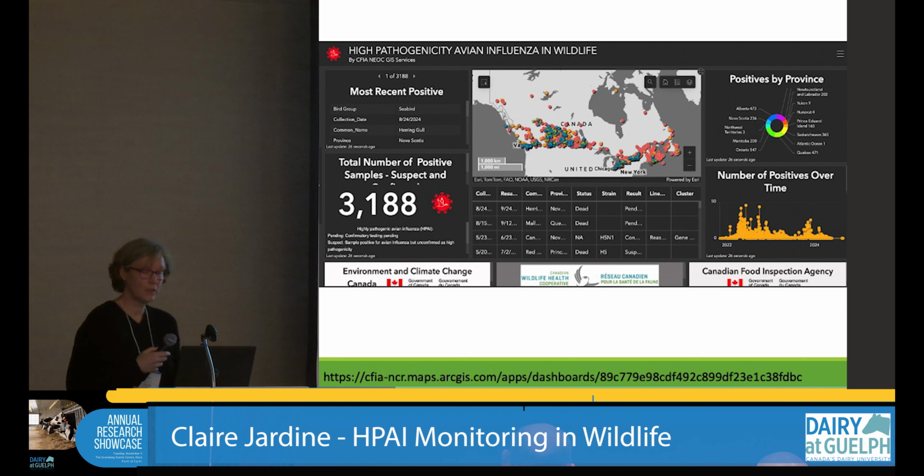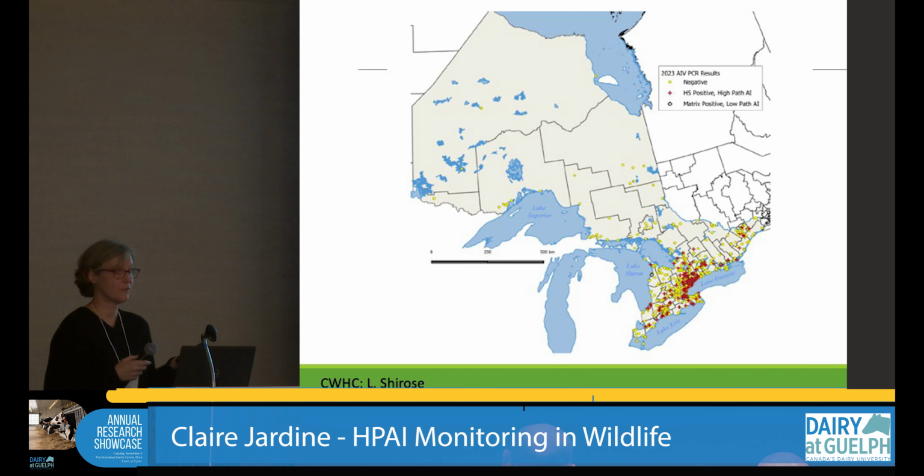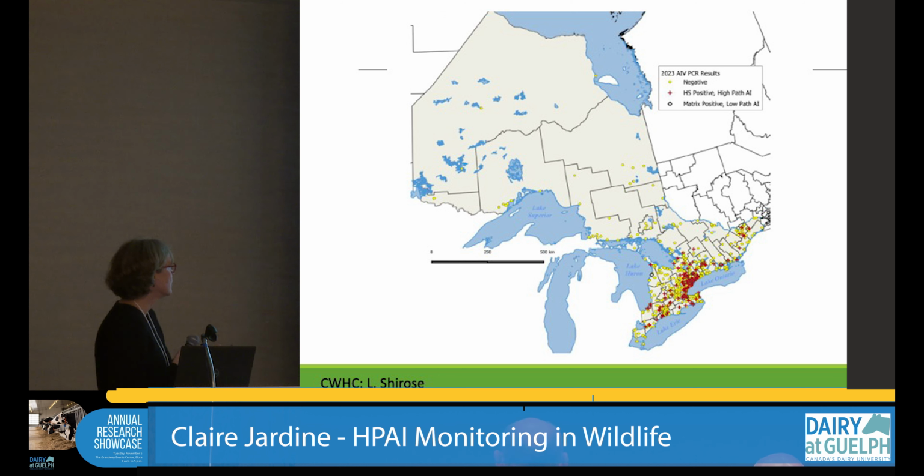But I did want to share some of the data and outcomes of the wildlife surveillance that we do at CWC, and just in a little more detail. And so this map shows all the submissions that we've had in 2023. The yellow dots here are the negative cases, and the red are the positive cases. You can see we have pretty good distribution, pretty good submissions from Southern Ontario, but there are a lot of gaps still in our surveillance.